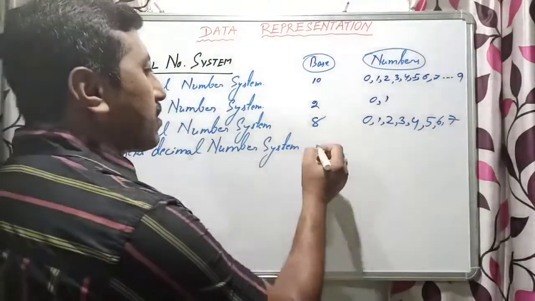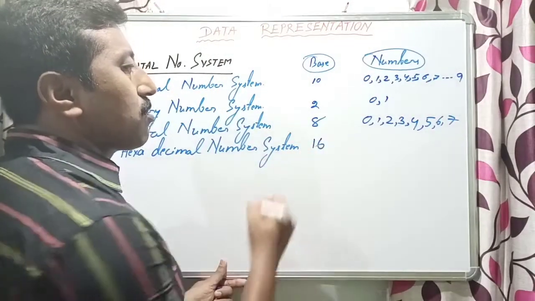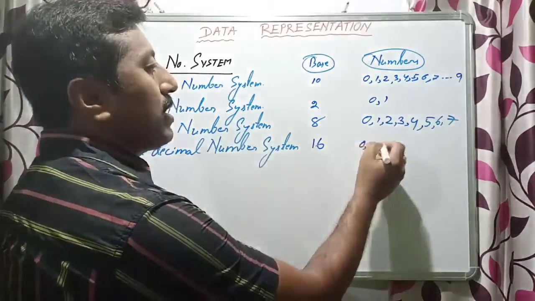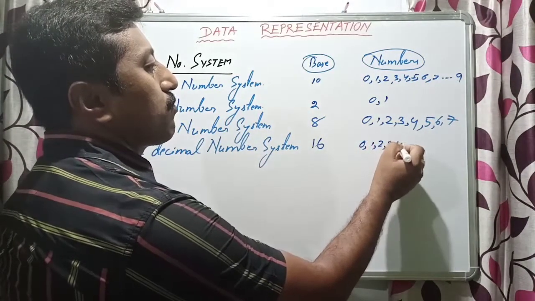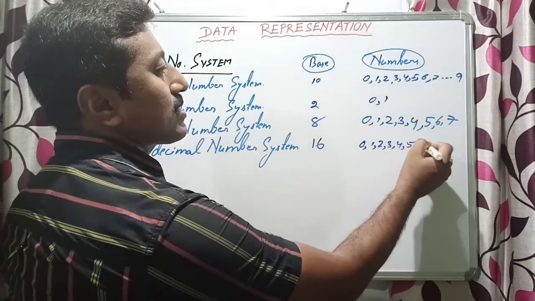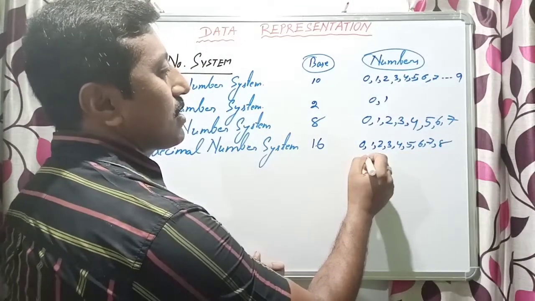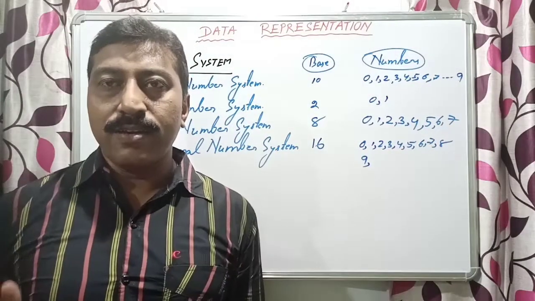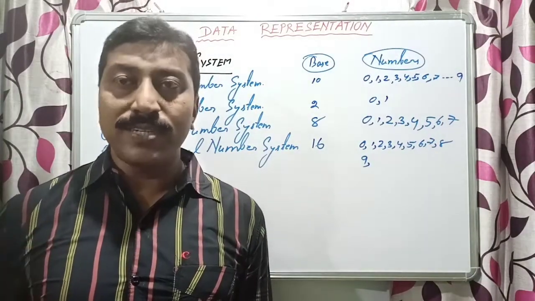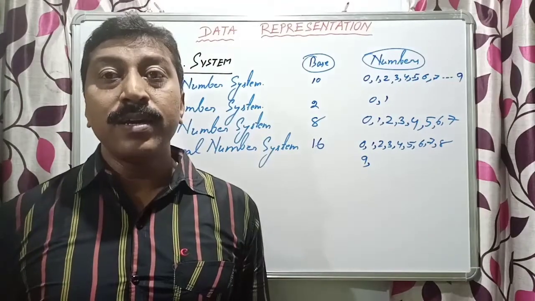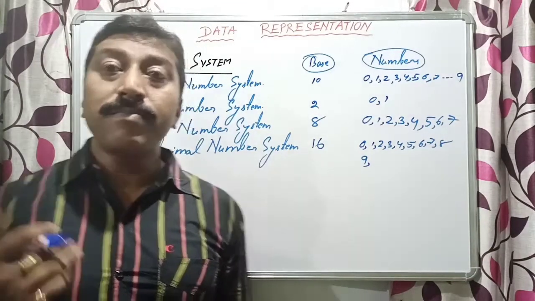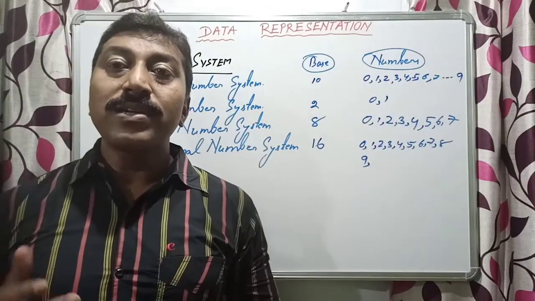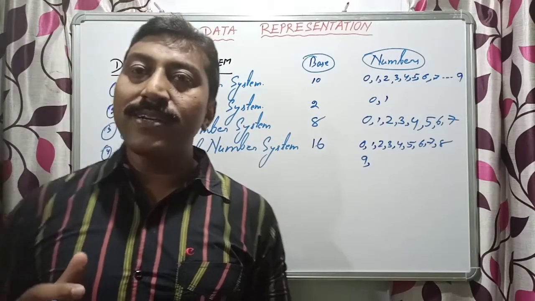And in the hexadecimal number system, the base is 16. It starts from 0, 1, 2, 3, 4, 5, 6, 7, 8, 9. But after 9, 10 is coming, and we can't take 10 as a digit because 10 is a 2-digit number. So 10 may be a hexadecimal number, or 10 may be a decimal number. That's why, since 10 is a 2-digit number, we cannot take it.